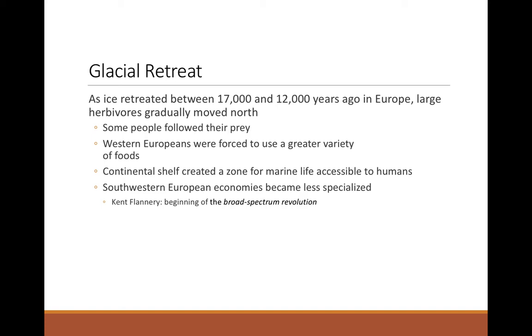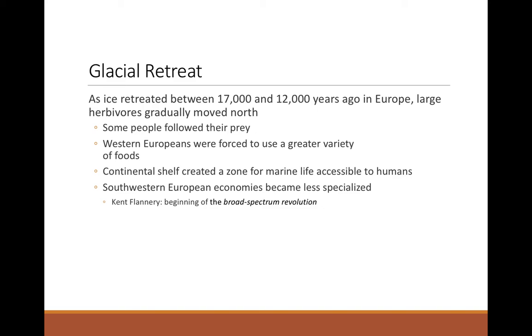We see the continental shelf become an area that can be viably exploited. This allows us to go after shellfish. Marshes are areas where shorebirds nest, so we can start to add duck and geese eggs to our diet. We can start to hunt waterfowl with bow and arrow technology. So in southwestern Europe, in the Middle East, the economies become less specialized. We are no longer big game hunters.